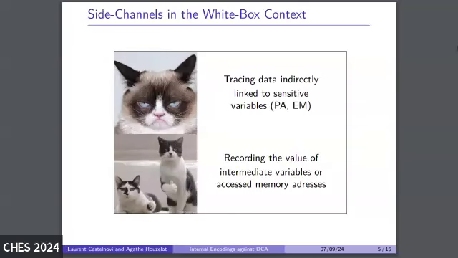So as you may know, side channel attacks were at first invented for the gray box model, but in 2016, Bos et al. showed that they could be very well applied to the white box model, and that it gave even more efficient attacks. Indeed, instead of tracing data that is just indirectly linked to the sensitive variable, such as power consumption or electromagnetic emanations, the adversary can directly record the value of intermediate variables or the memory addresses that are accessed during the execution. And doing so, he can obtain noise-free traces and significantly enhance the efficiency of the attack.